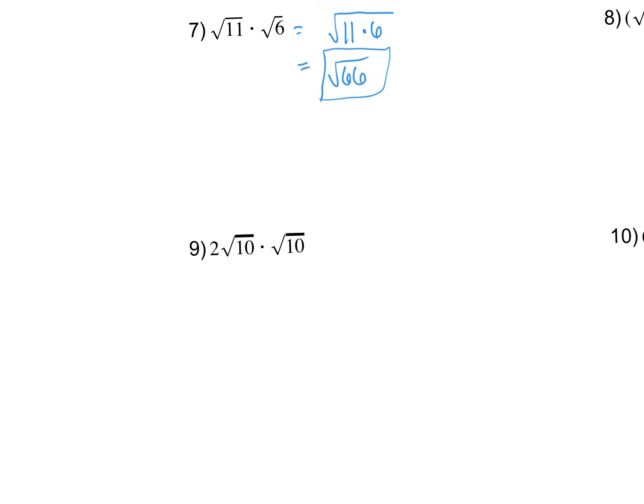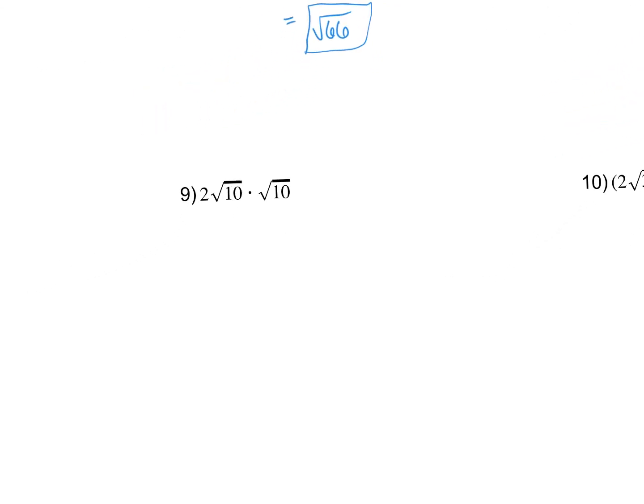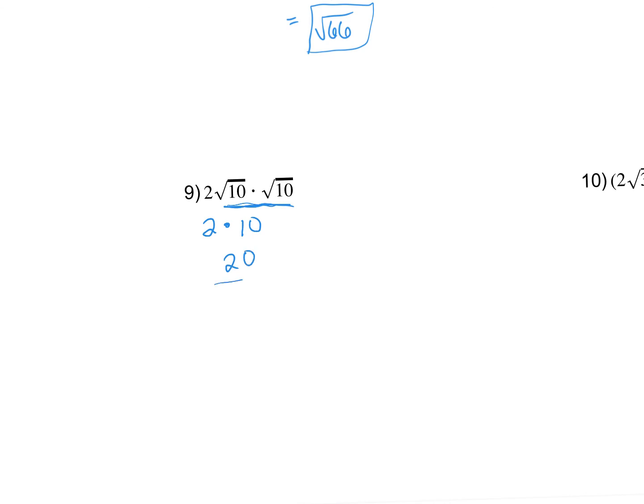Next one, we just did the square root of 10 times the square root of 10. That's 10. So this is actually 2 times the square root of 10 times the square root of 10, which is just 2 times 10, which just gives me 20.